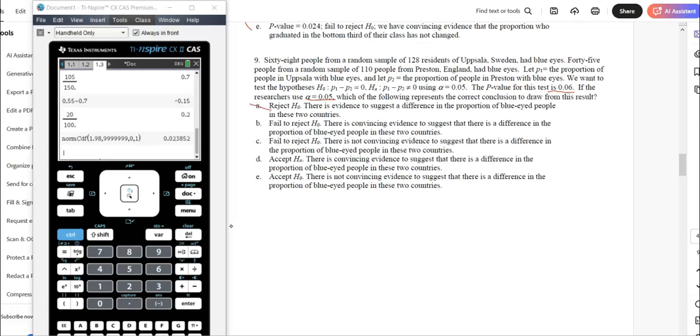So I know it's not this one. Yeah, we're going to fail to reject. Okay, so then the question is, is there convincing evidence if you fail to reject? No. If you do not reject, you do not have evidence. So it's got to be C.